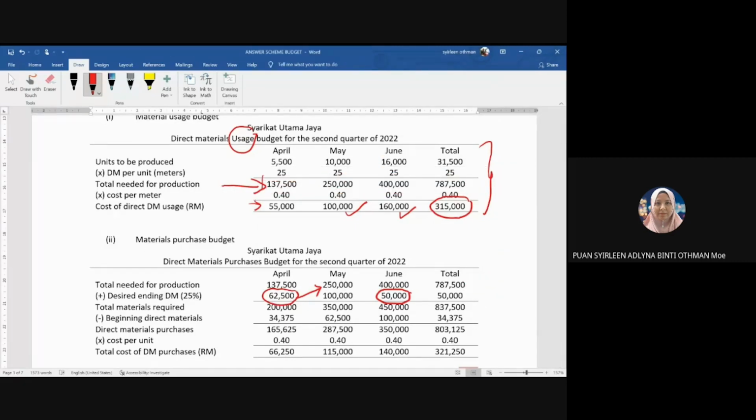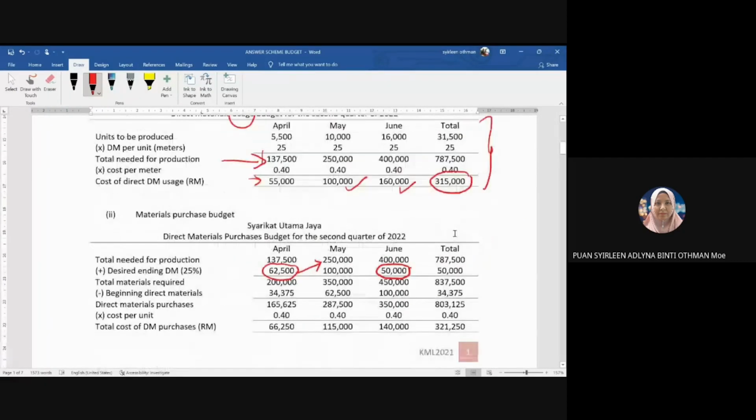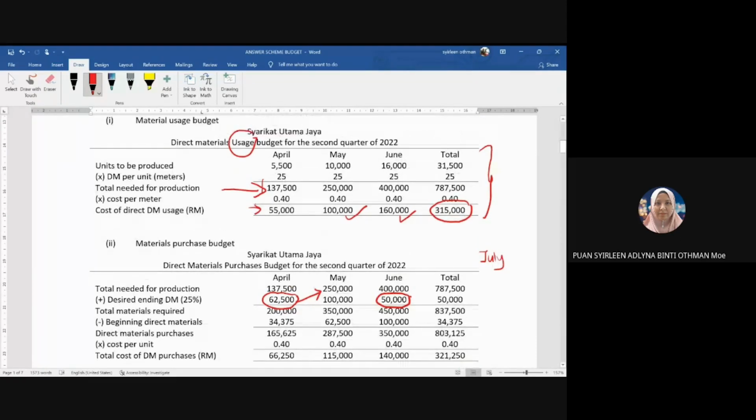Okay, alright, for July, sorry. Okay, untuk Julai, sebab kita tahu Julai dia punya units is 8,000. So that means you're gonna start from here lah. Okay, saya buat sekejap. Okay, so July unit to be produced is 8,000. Okay, so 8,000 times 25. Alright. So you akan dapat 200,000 dekat sini. Okay, so 200,000 times 40 cents is 80,000.